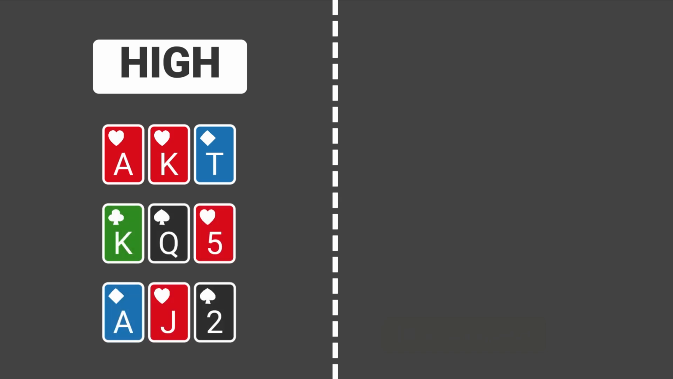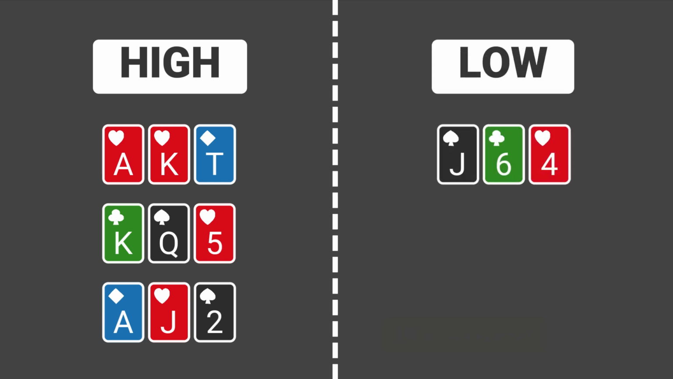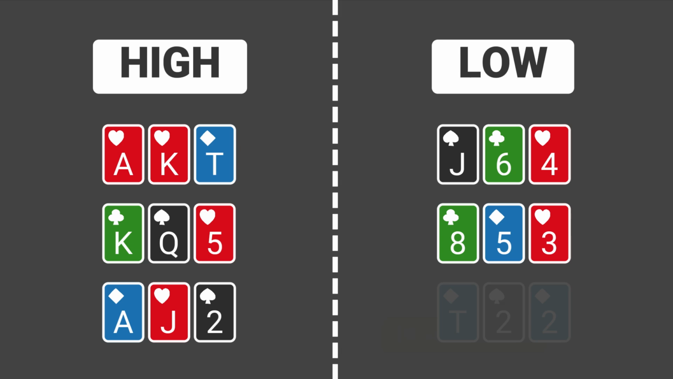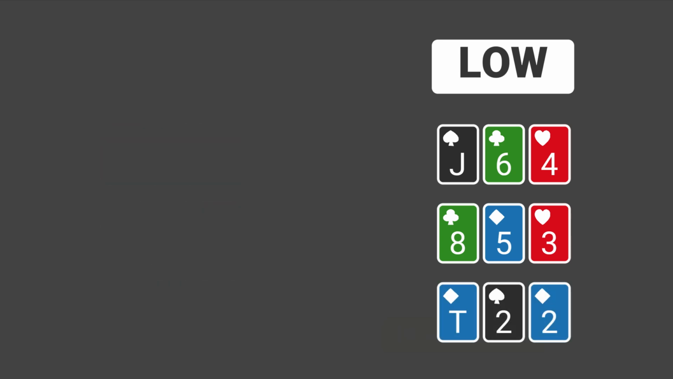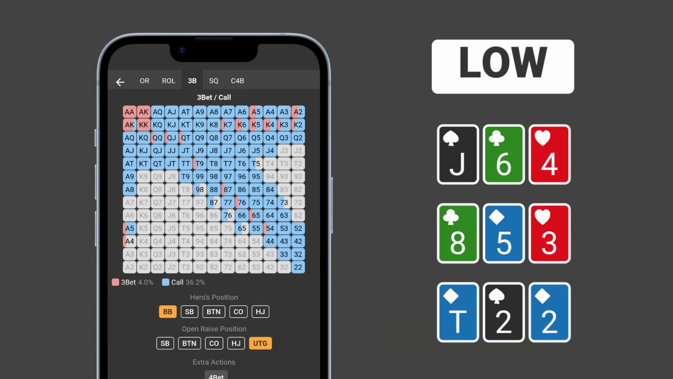A Broadway card is a 10 or higher card. A low flop is one with 2 or 3 cards equal to or lower than 8. Let's take a look at Big Blind's range against UTG. We can see that in low flops, the Big Blind can hit a set, a straight, 2 pair, draws, etc. So, we must be really careful when playing from an early position against the blinds on a low flop.